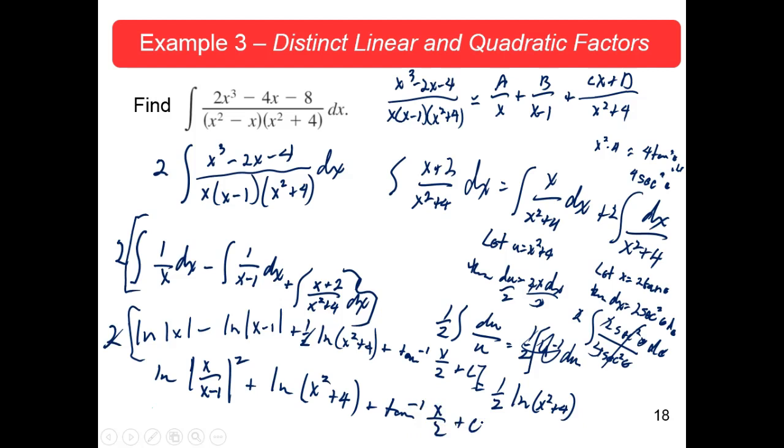So let's see how close we got. Here we go. So they kept the 2 there. 2 log absolute value x, plus 2 log absolute value x minus 1, plus, and the 2 canceled that one out, log x squared plus 4, plus 2 arctangent, oh, I left off my 2. That 2 right there I forgot to bring down. 2 arctangent x over 2 plus c.